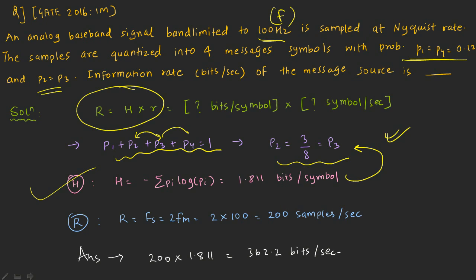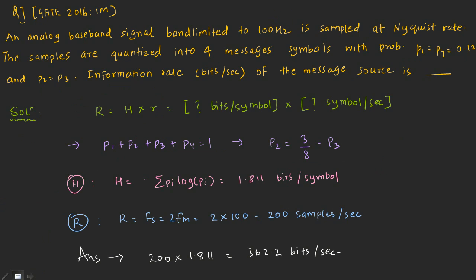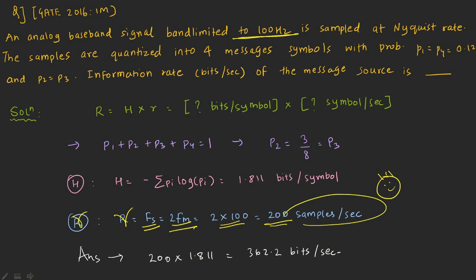So now I can get the entropy. I got the entropy as 1.811 bits per symbol. So when I talk about this small r, what can I say? Because this f is given in the question, 100 hertz, small r is fs, that is equal to twice the maximum frequency, and the frequency here is 100. So 2 into 100, that is equal to 200 samples per second. This concept you know because you have seen my video where I have covered every variation on information rate topic. And that's it. Once you get this, then you can say capital R is equal to H into small r, which is 200 into 1.811, and the answer is 362.2 bits per second.